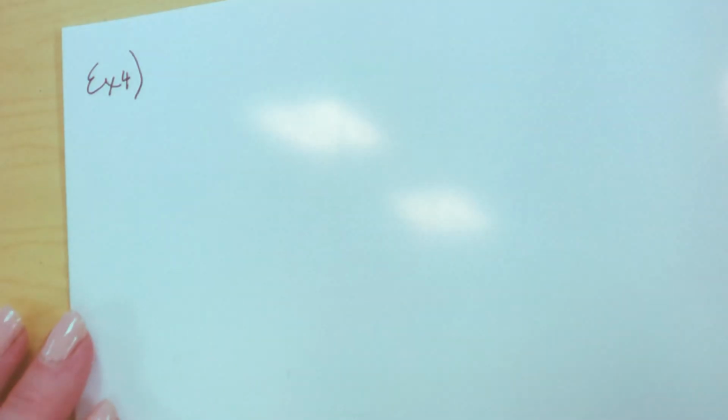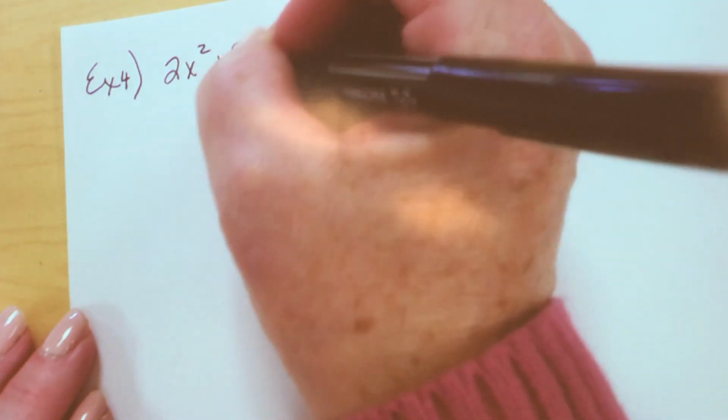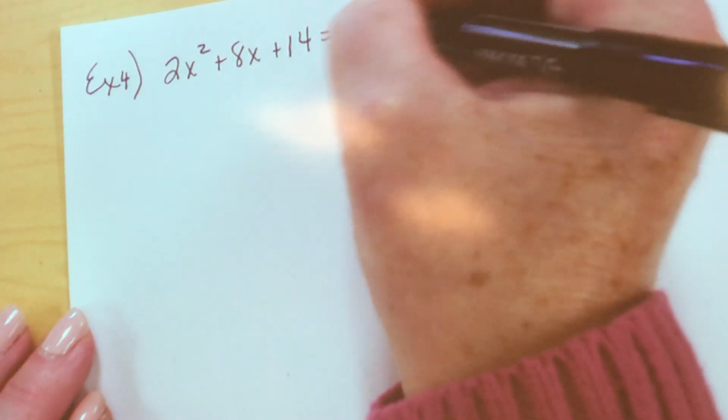All right. So I'm going to go ahead and work this next problem, and then if I have time, I'm going to show you something else, okay? I'm going to work one that's a little bit more difficult for you. So let's try this problem first. This one's going to have something extra on it, okay? So 2x squared plus 8x plus 14 equals 0.